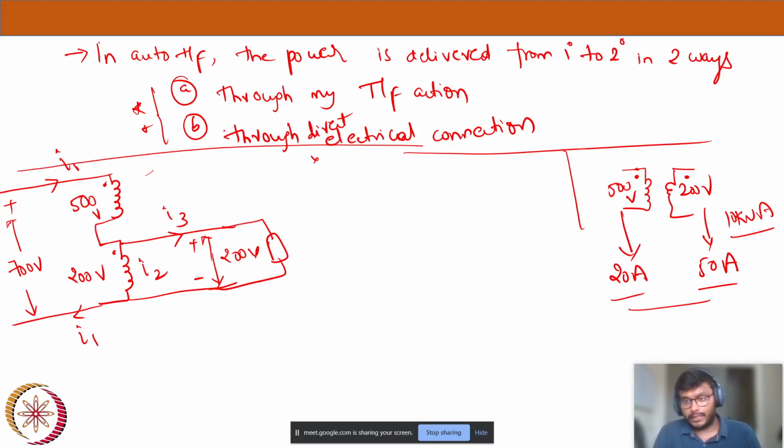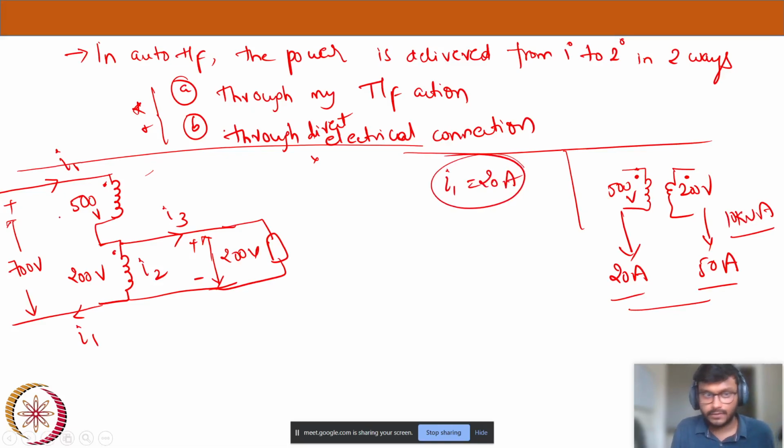Correct. Because under any circumstances, whatever may be my supply, whatever may be the output, my 500 volts winding can draw only 20 amps because that's the rated current. I don't want to overload my transformer winding. So I know I1 is equal to 20 amps. That's fixed. The direction I already marked.